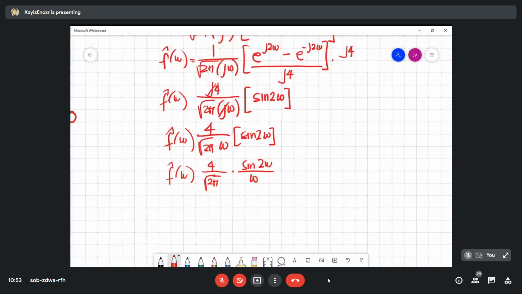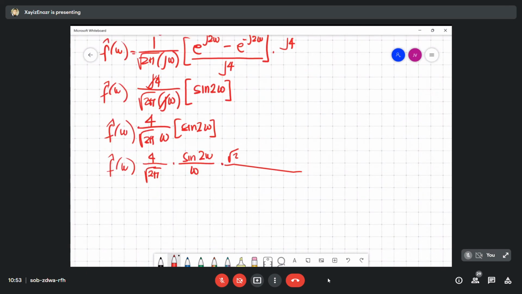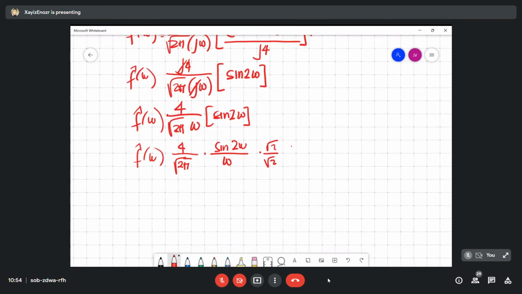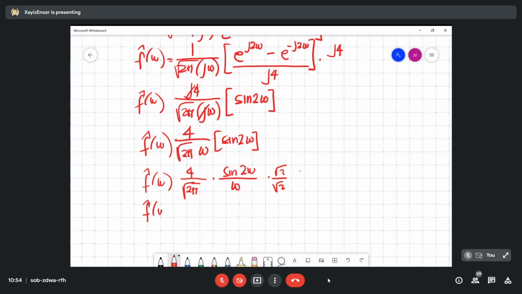Okay, so let's rationalize. Multiply both sides by square root of 2 over square root of 2. So we have 4 square root of 2 over 2 over square root of 5. Square root of 2 times square root of 2 becomes square root of 4, so pwede ko ilabas yung square root ng 4, that is 2.